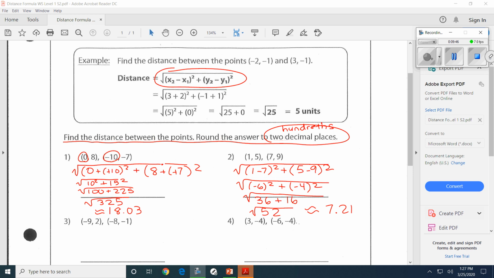So there are some more practice problems that you can do on this page, and the key is provided for you. So good luck with the distance formula.